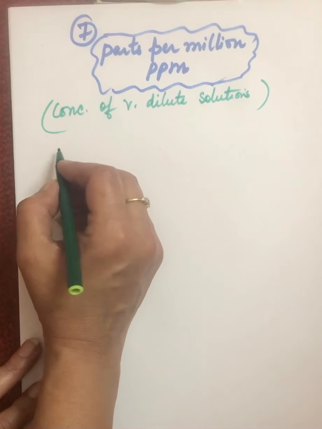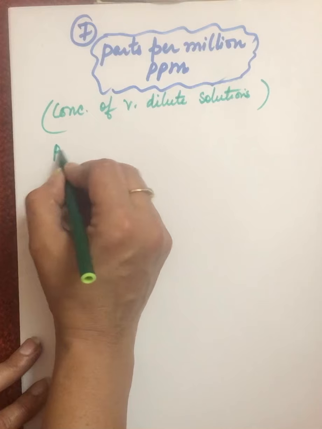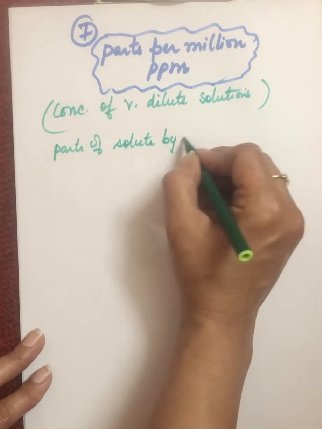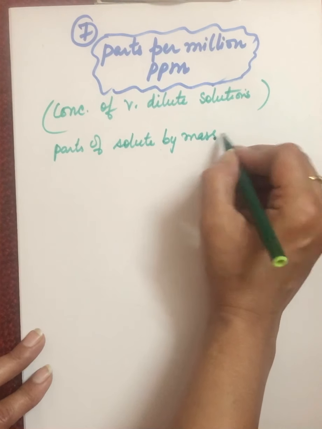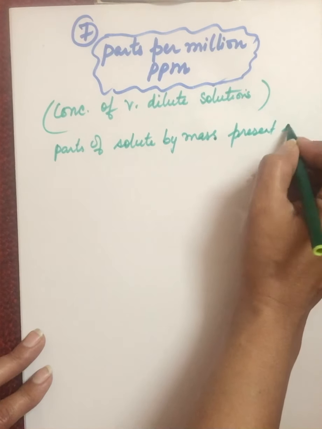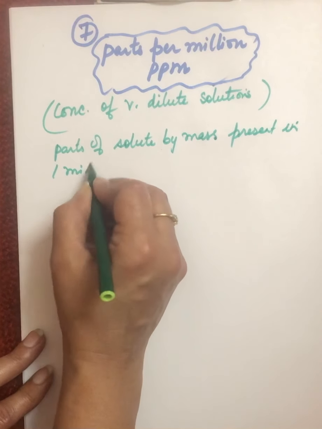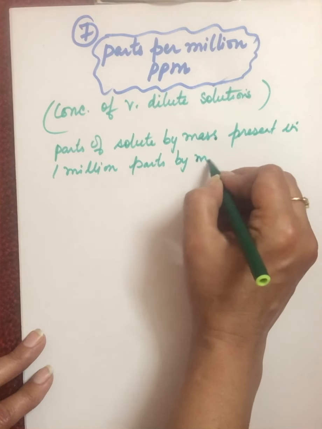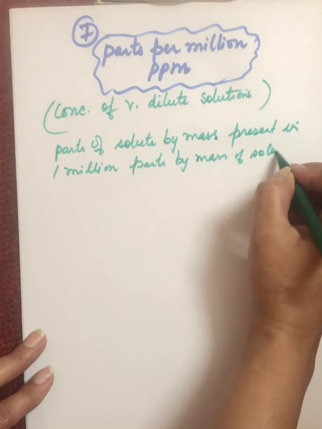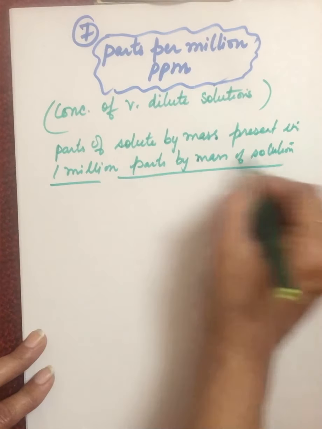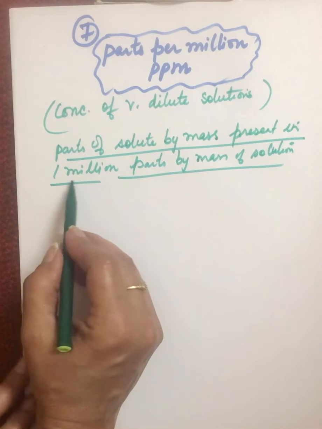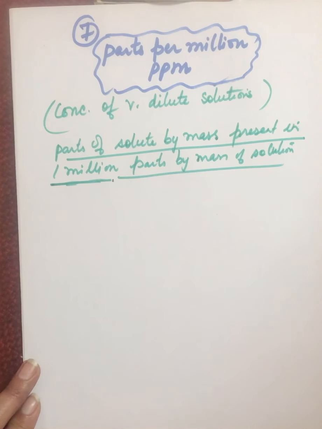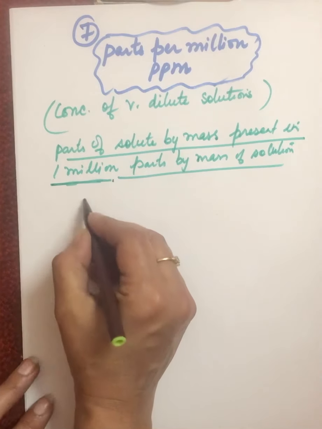The meaning of this is the parts of solute, and that has to be taken in mass. Parts of solute by mass present in 1 million parts by mass of solution. It's just like percentage. Percentage we find out in the 100 parts, but parts per million we find out in the 1 million parts. Like there's one component, A component, whose parts per million we need to find out.